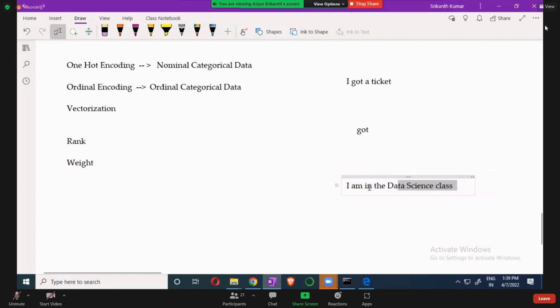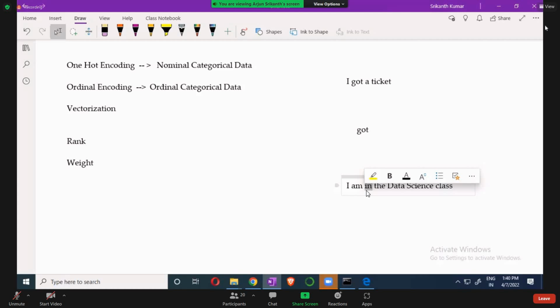Now, if you leave this one also, maybe class or data science. Is it necessary in the sentence? It should be there to complete the sentence. But what is the weightage of that? Least weightage. Very low weightage we have. I hope you got the weightage of this.